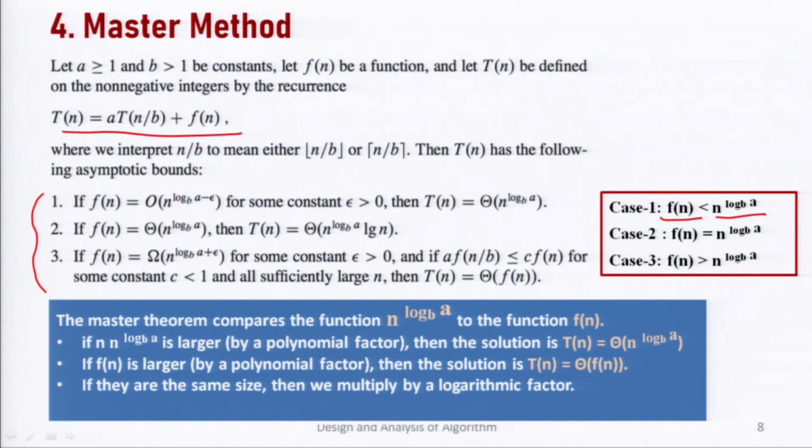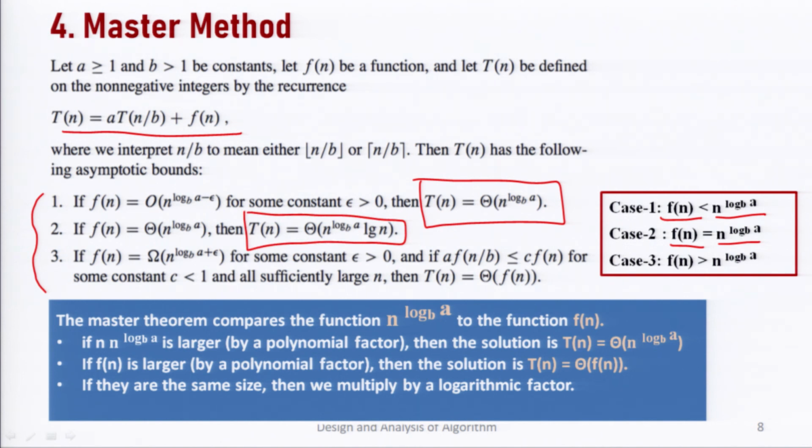If f of n is less than n to the power log a base b, in that case the solution will be T of n is equal to theta of n to the power log a base b. Similarly, case 2: if f of n is equal to n to the power log a base b, meaning both functions should be asymptotically equal as well as polynomially equal, then the solution will be T of n is equal to theta of n to the power log a base b times log n.